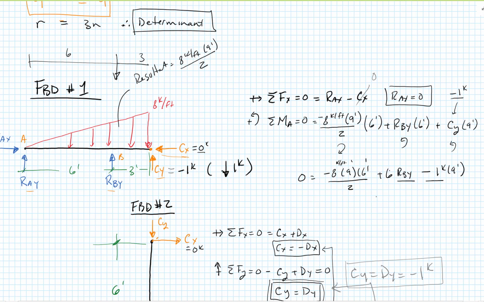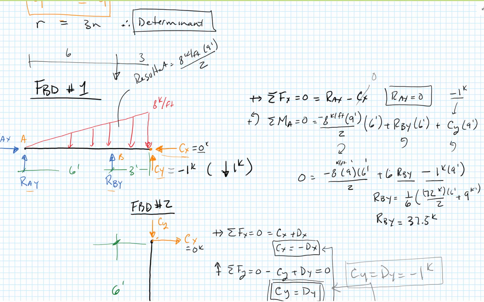So in this case, Rby is going to equal 1/6. Bring it over to the other side. The other two get positive signs. That's 72 kips times 6 feet over 2 plus 9 kip feet. And I get Rby is equal to, what do I get? 37.5 kips.